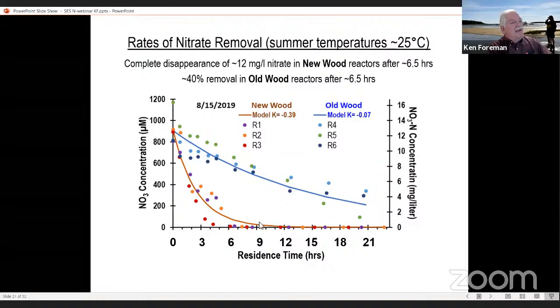consume all of the nitrate loaded. Here we're loading on quite high concentrations, 12 milligrams per liter, within about 6.5 hours. In that same interval, these 14-year-old wood chips, although less effective, still managed to consume about 40% of the nitrate, and within about 21 hours, most of that nitrate has been consumed. So they do seem to have a long life. This might be a very viable solution, at least in some locations, to remediate nutrient pollution.